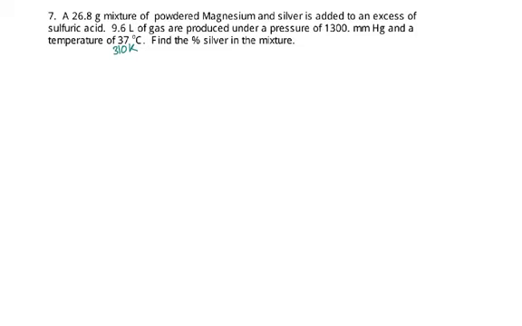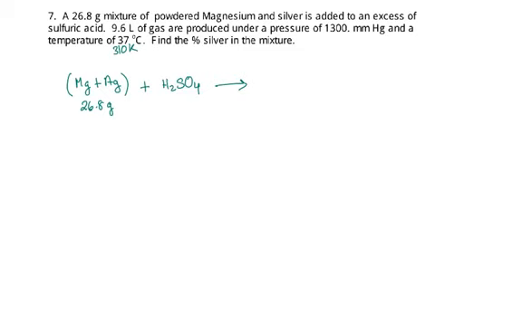We want to find the percent silver in the mixture. This is an interesting question. It's telling us we have a mixture of magnesium and silver, and together the mixture is 26.8 grams. We're adding that to sulfuric acid, H2SO4, and we have a gas produced, so this is a chemical reaction. We want to find the percent of silver in the mixture.